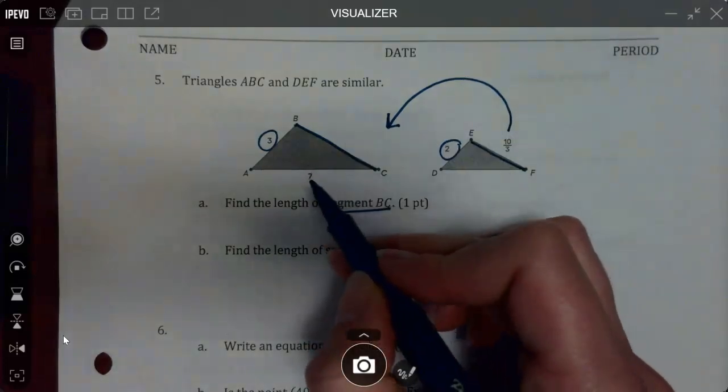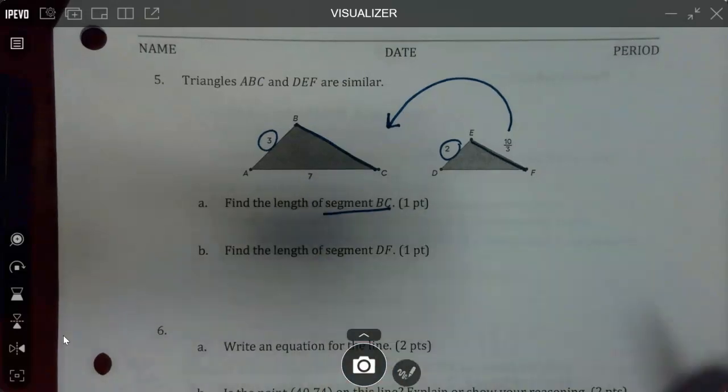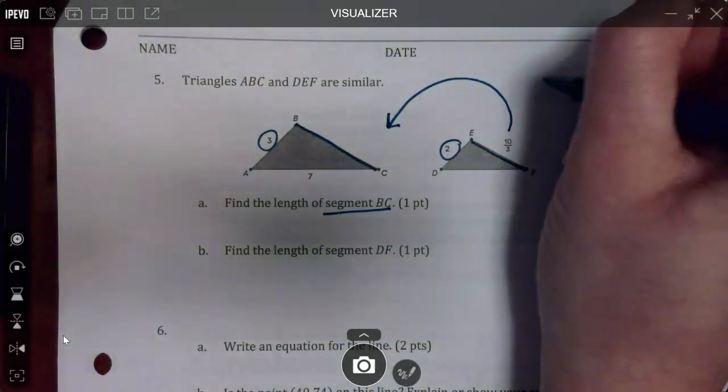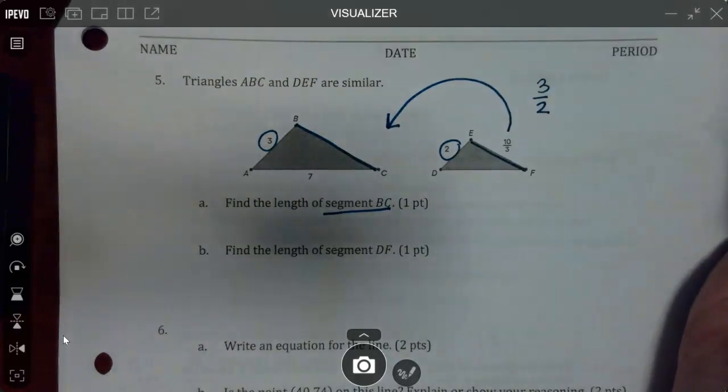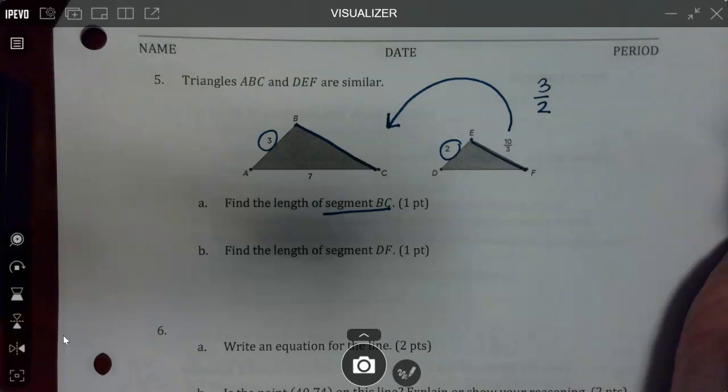Should my scale factor be smaller or bigger than 1? Bigger than 1. So when I have 3 and 2, do I arrange them as 3 over 2 or 2 over 3? Which is going to give me an answer that is bigger than 1? 3 over 2. Or 1.5. Whatever you want to put in your calculator. Okay, I'm not going to use a calculator. I'm just going to do it by hand, so I'm going to keep it as an improper fraction.